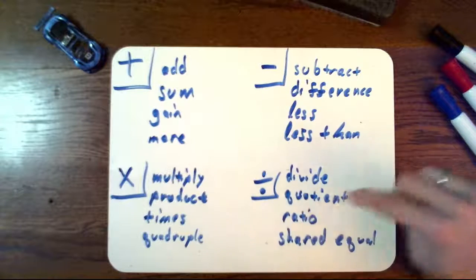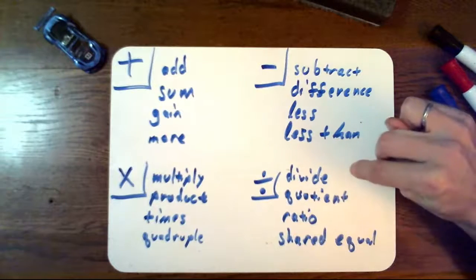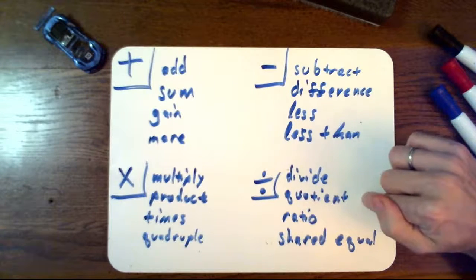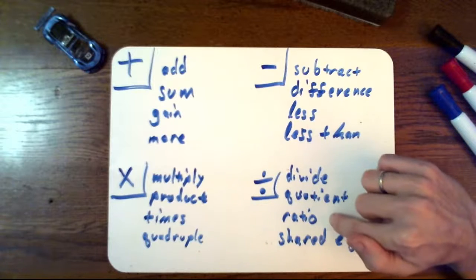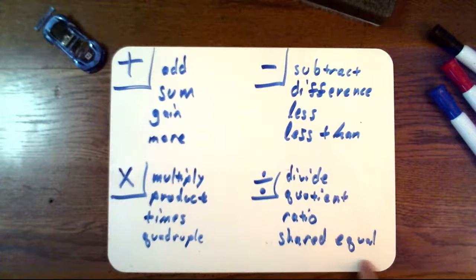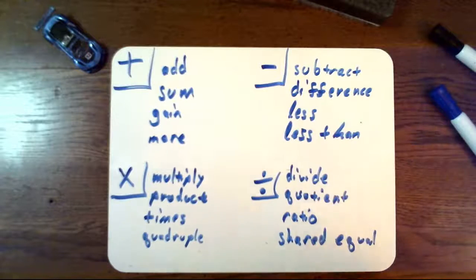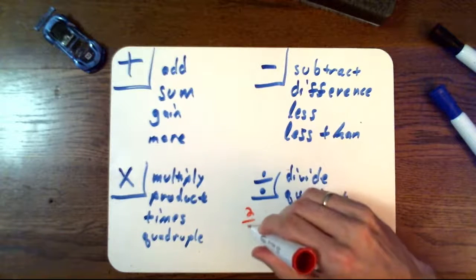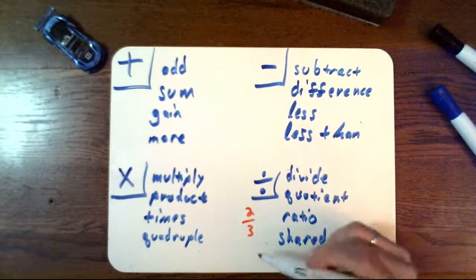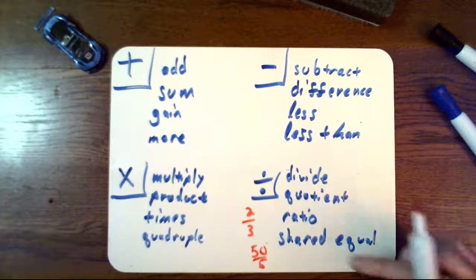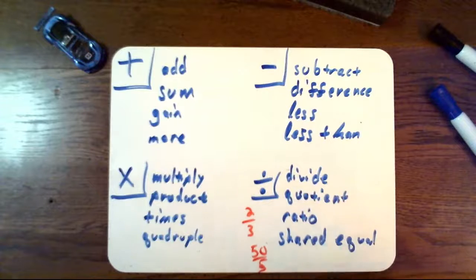And finally, the division symbol. You can refer to it as divide, the quotient between, the ratio between, or shared equally in groups of blank. If I say 2 is in a ratio with 3, that's like 2 over 3. Or 50 is shared equally among 5 people. 50 shared equally among 5.